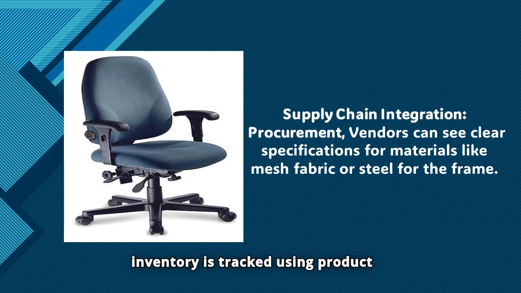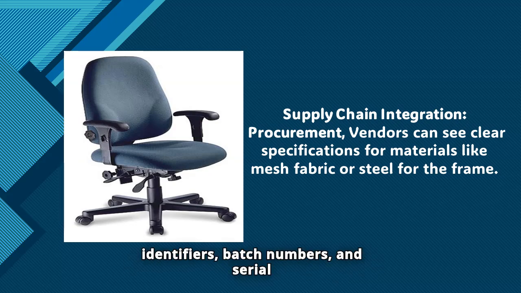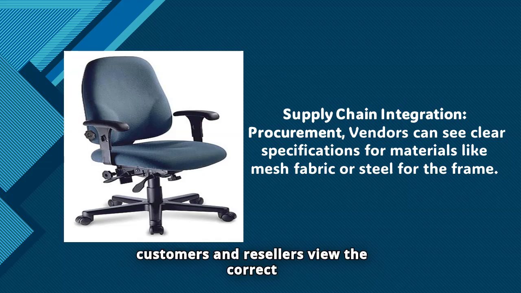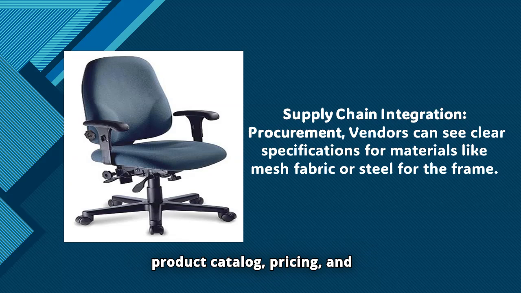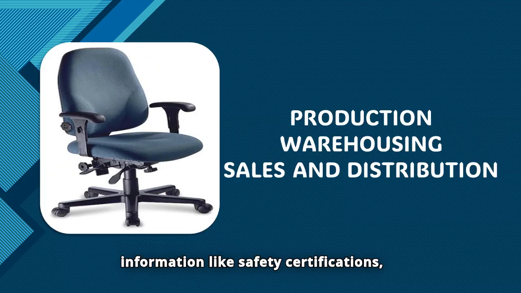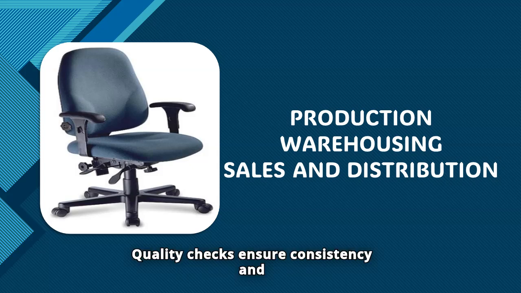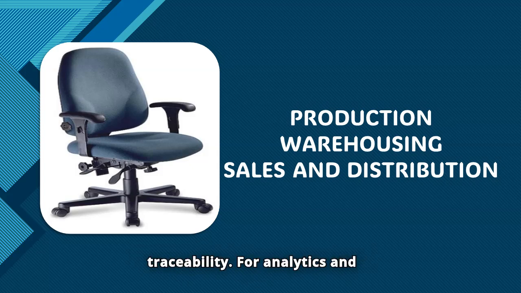In warehousing, inventory is tracked using product identifiers, batch numbers, and serial numbers. In sales and distribution, customers and resellers view the correct product catalog, pricing, and availability. For the compliance and quality department, regulatory information like safety certifications, ISO 9001 is attached. Quality checks ensure consistency and traceability. For analytics and insights, real-time data on product performance can see sales trends or returns.